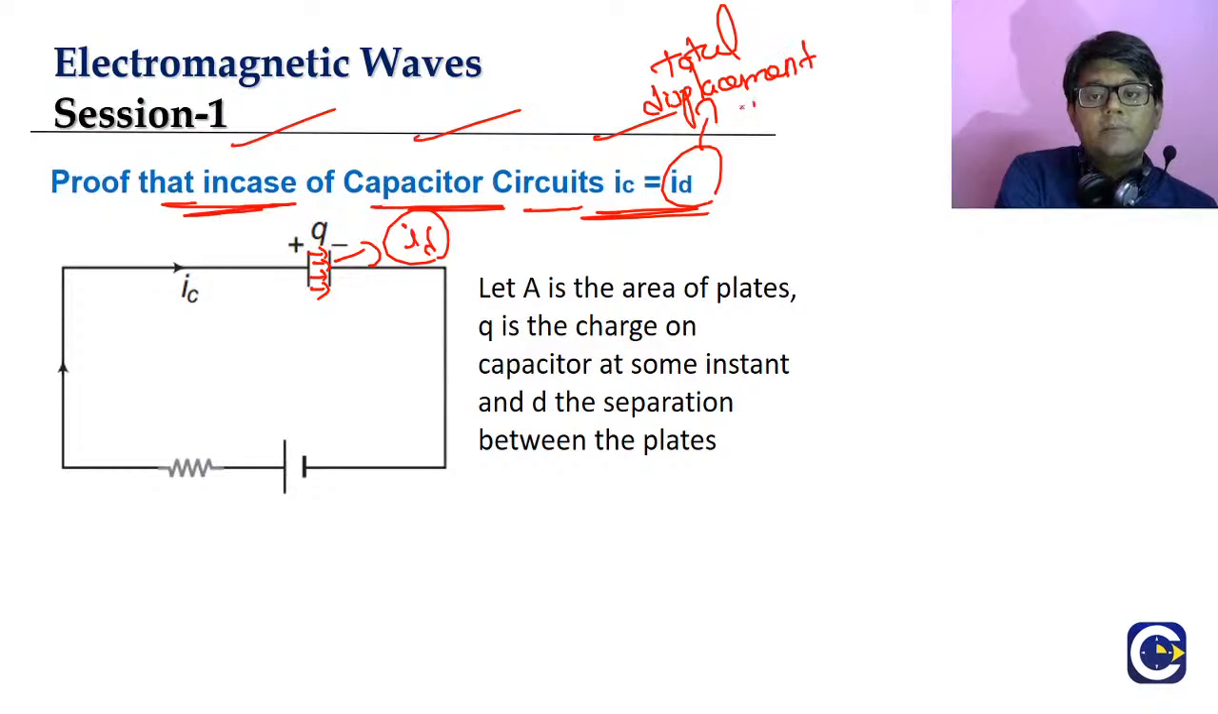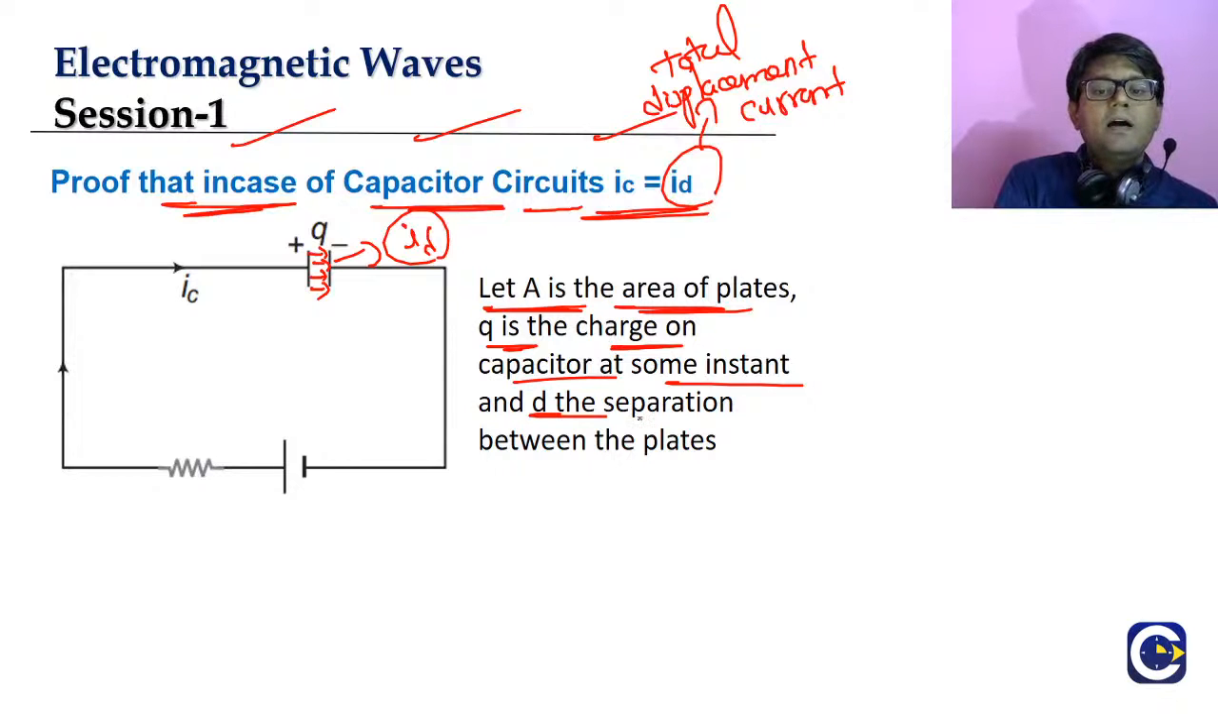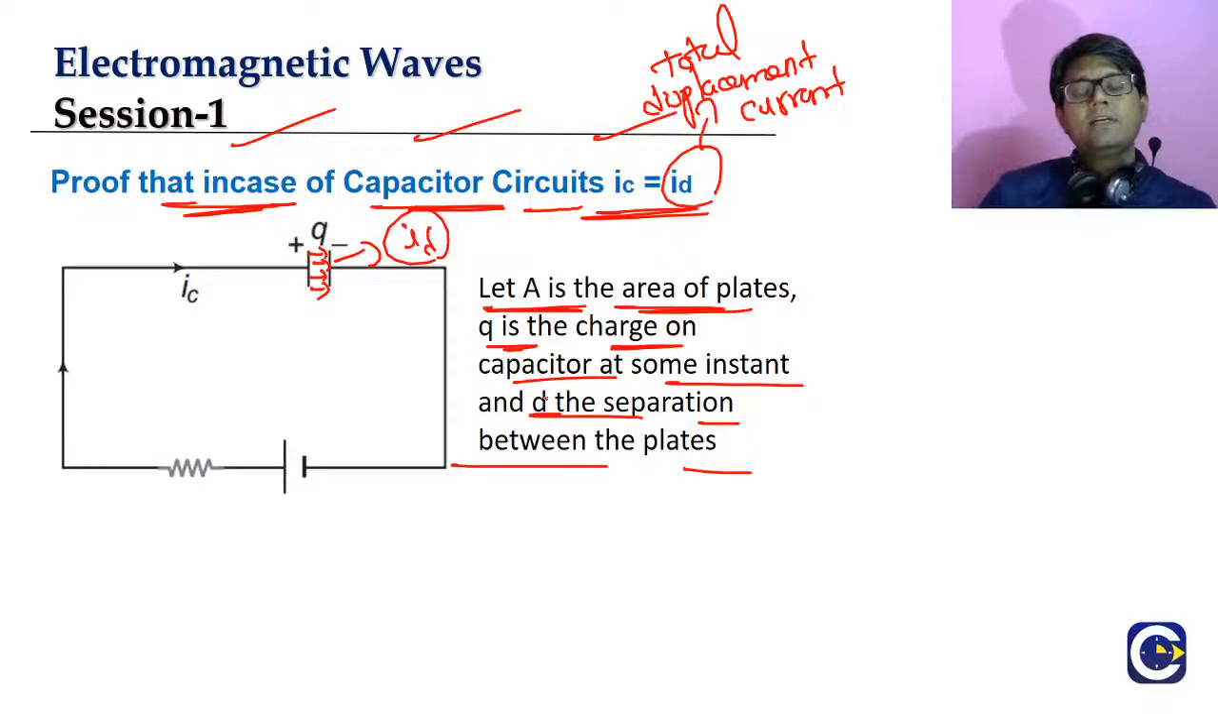It's equal to total displacement current. So we'll look at the proof. For this, we'll take a capacitor which has an area A, and Q is the charge on the capacitor at any given instant of time, and d is the separation between the plates. So what are the parameters we are taking? A is the area of cross section of the plates, d is the distance between the plates, and Q is the charge on the capacitor plate at some given time. So this is the setup that we have considered.